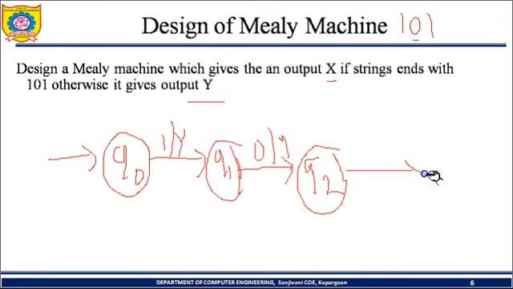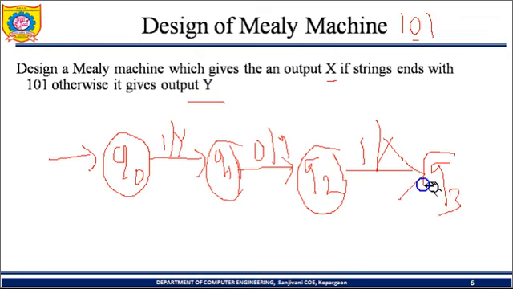Now, we are in Q2, which means previously we had 10. Now again one more 1 is there. That time it will form the string 101, so it will generate the output X, and we are in the Q3 state. So this is the basic design of the Mealy machine.